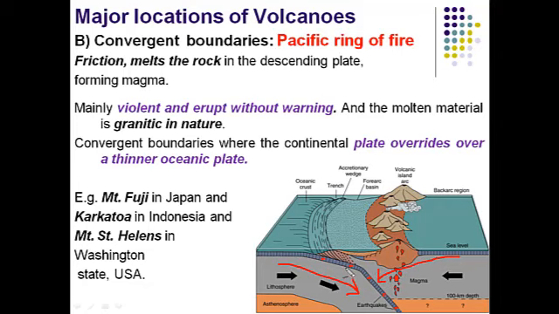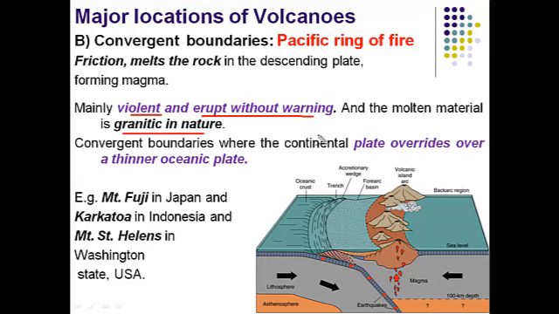Due to tremendous amount of pressure and friction, rock tends to melt and forms magma at certain depth. Now due to this forming of magma at certain depth, it manages to uprise and give birth to volcanoes at the convergent plate boundary. There are more than 10,000 volcanoes present on the Pacific Ring of Fire and they're all active and violent. Now we'll see other characteristic features of the convergent boundary volcanoes. They're mainly violent and erupt without warning.